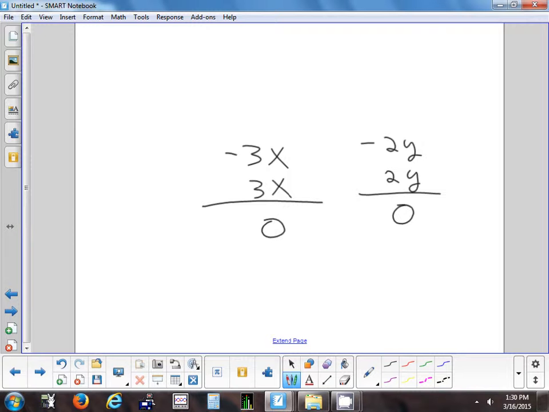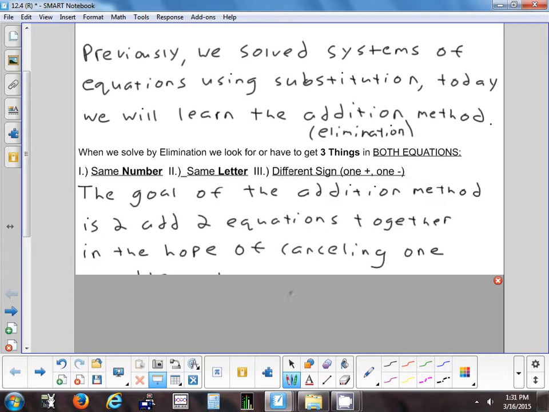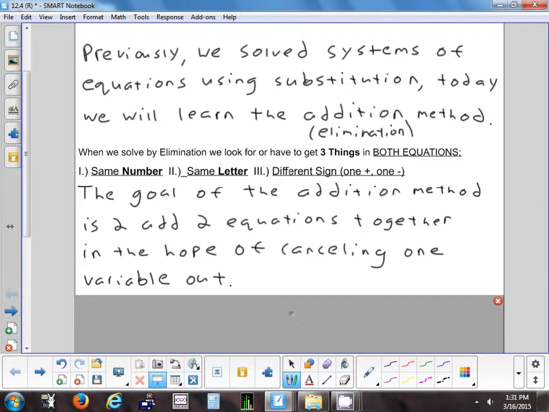That's going to happen in every problem today. Okay? We'll show you where that happens in the problem. So I'm just trying to get you to see that idea. Same number, same letter, opposite signs. Okay? And I just showed you what I'm writing right here. So the goal of this whole method is to add two equations together and have something cancel out. We're going to cancel out one of the variables, so we don't even have to think about it right now, and we'll solve for it later.